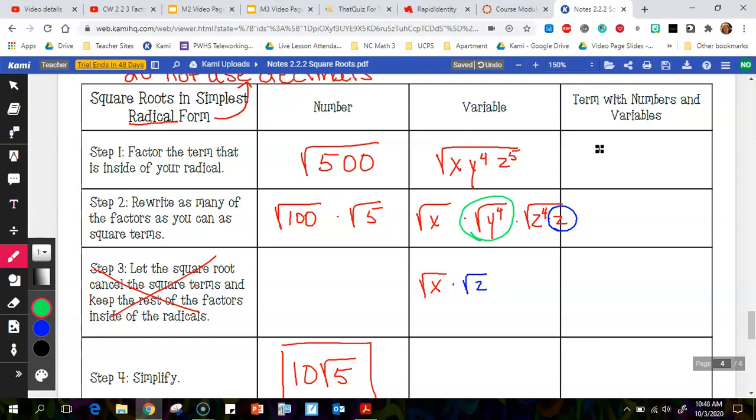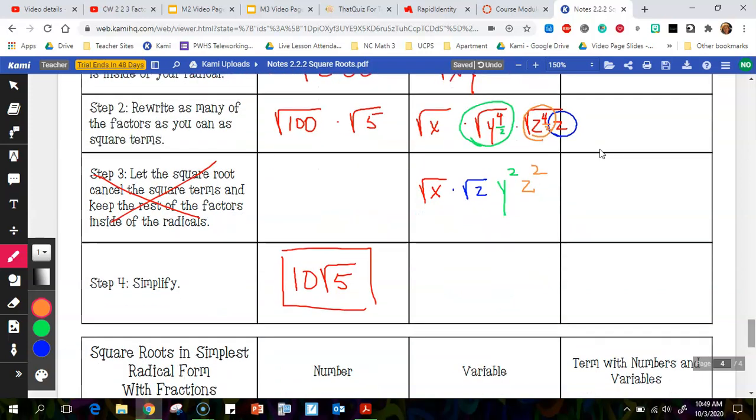Now, this one I can take out from under the radical. When I take the square root of y to the 4th, I just divide the 4 by 2. So that would be y squared. And then the square root of z to the 4th, same thing. Divide this by 2. So that would be z squared. Okay, so how do I rewrite this to make it more concise? You're going to write the variables without the radicals first: y squared, z squared. And then you'll put a radical with both of these underneath the radical, x, z.